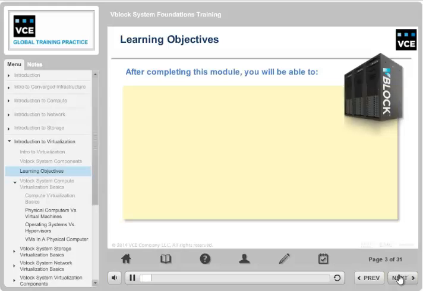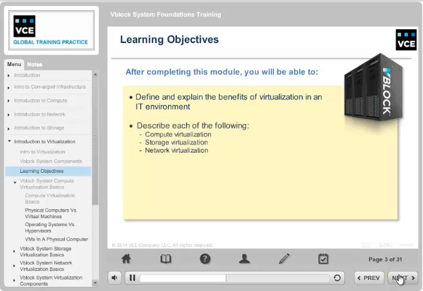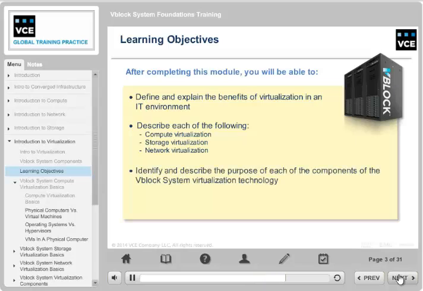The objectives for this section are listed on this page. Upon completion of this training, you'll be able to define and explain the benefits of virtualization in an IT environment. Describe each of the following: compute virtualization, storage virtualization, and network virtualization. You will also be able to identify and describe the purpose of each of the components of the Vblock system virtualization technology.